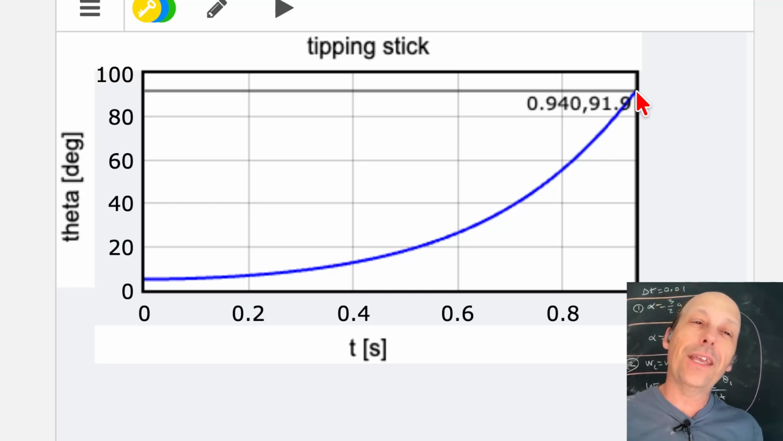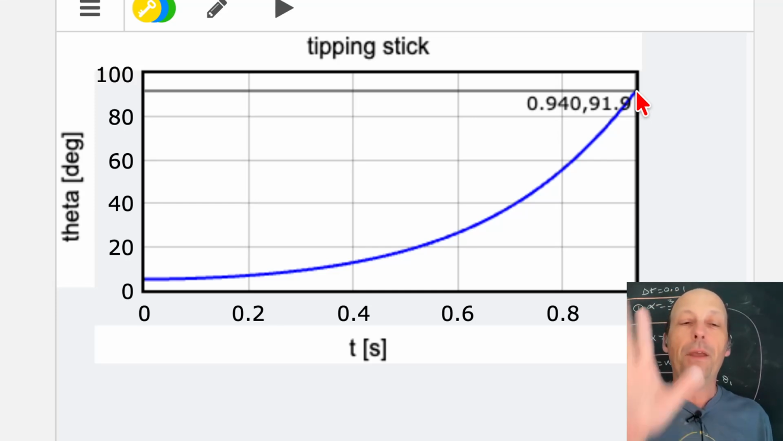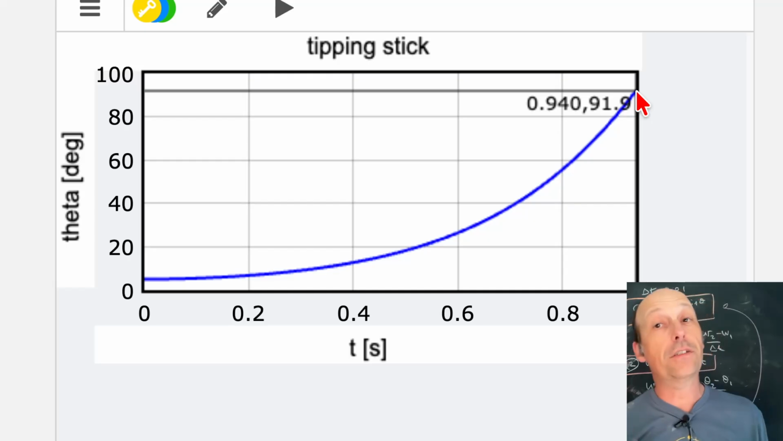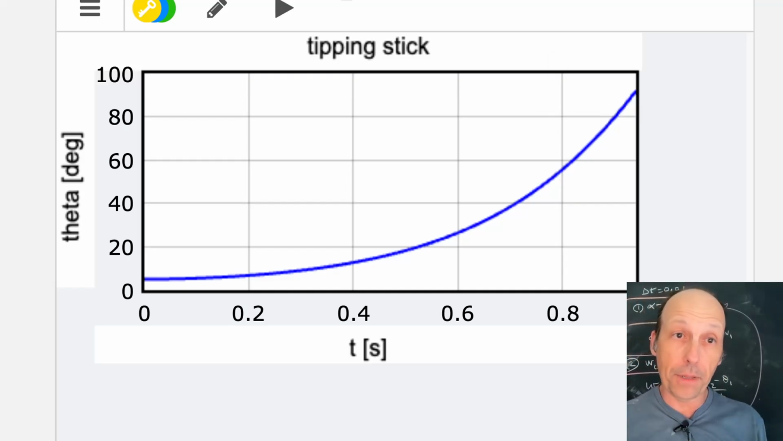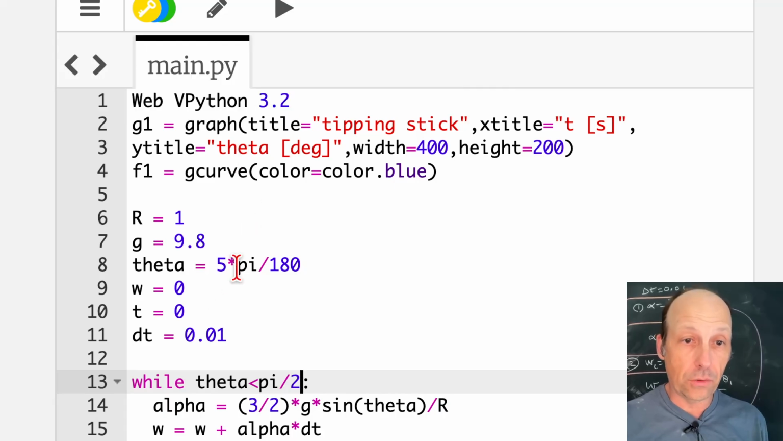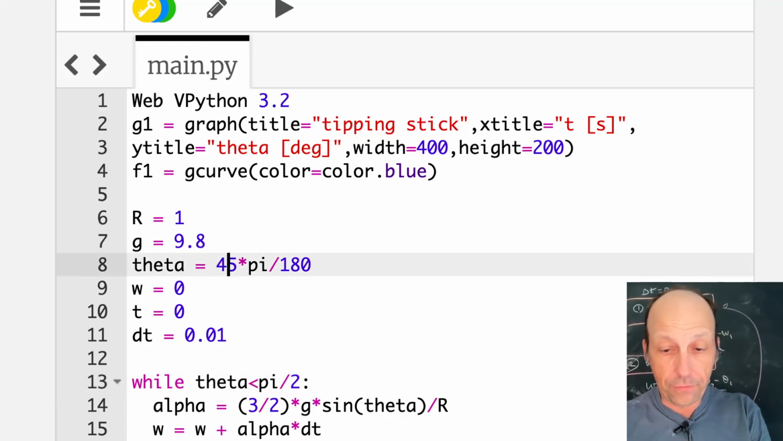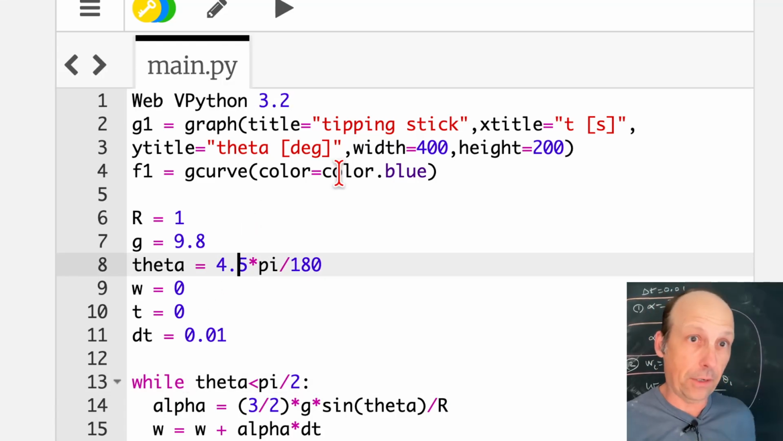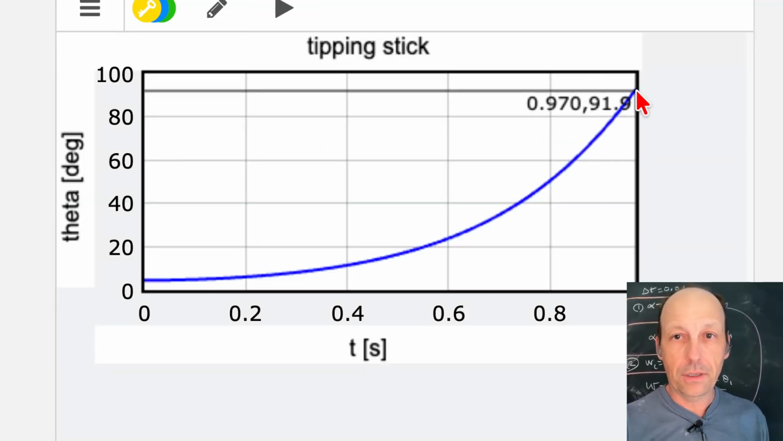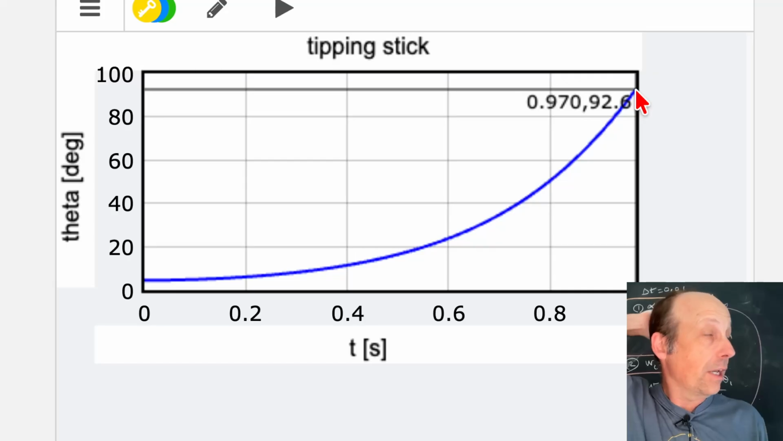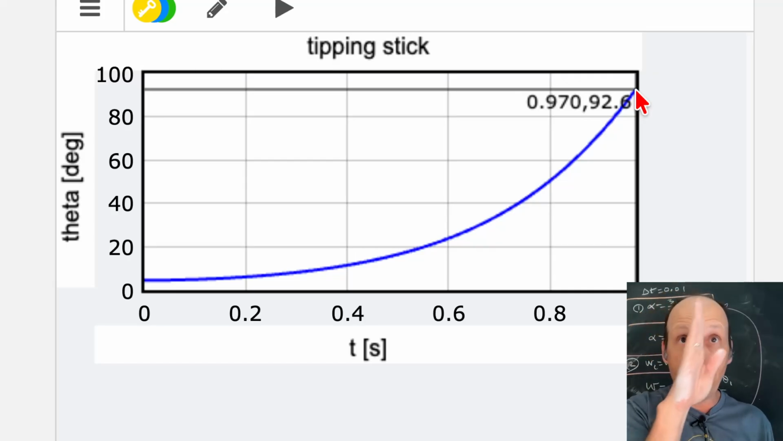Now, the cool thing here is, watch, I'm just going to show you one thing. We started at 5 degrees. What if I start at 4.5 degrees? So almost the same thing, 0.94, remember that. So now I'm going to change this to 4.5. So almost the same angle, very close. And now it took 0.97. So it's very sensitive at that very initial angle.